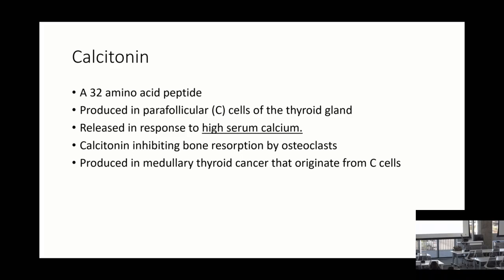It's produced in the medullary thyroid cancer that originates from C cells. One of the clinical uses of calcitonin is to monitor for medullary thyroid cancer. When you're treating medullary thyroid cancer, we check calcitonin as a tumor marker. It tells us if the cancer is there or if it's not. So after the removal of the thyroid, we use calcitonin to assess if there are any residual C cells, okay?